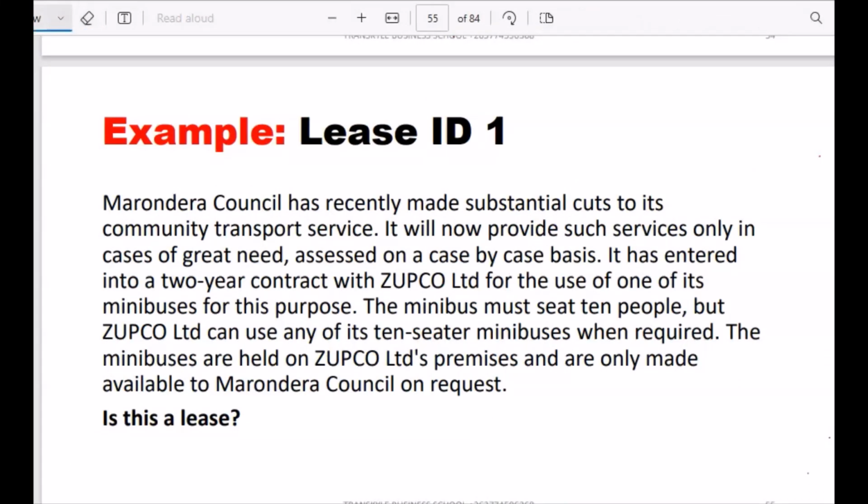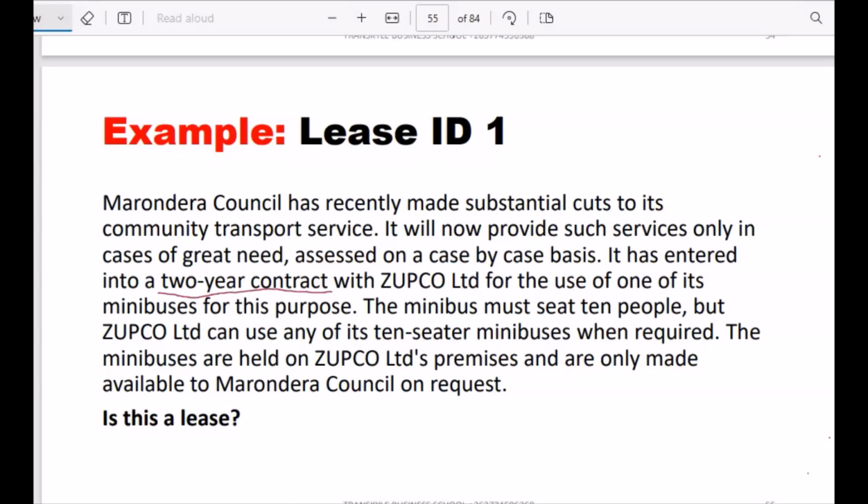Okay, this is an example which is testing our ability in identifying a lease. So it's an example on lease identification. Marondera Council has recently made substantial cuts to its community transport service. It will now provide such services only in cases of great need, assessed on a case-by-case basis. It has entered into a 2-year contract.